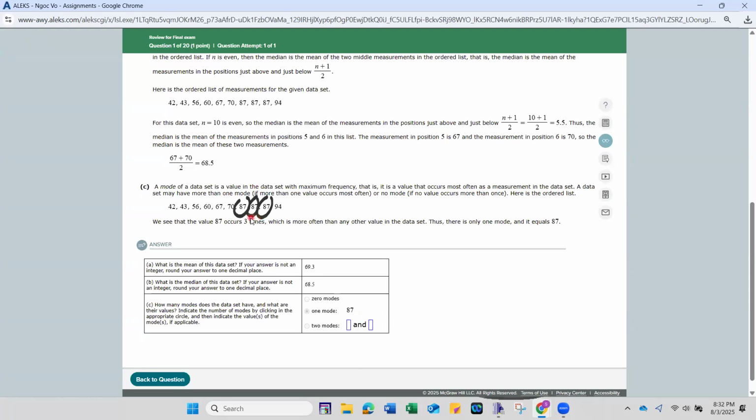If there are two data which repeat the same number of times, in that case you have two modes. And if there is no data which repeats, you will select the third option, 0 mode.